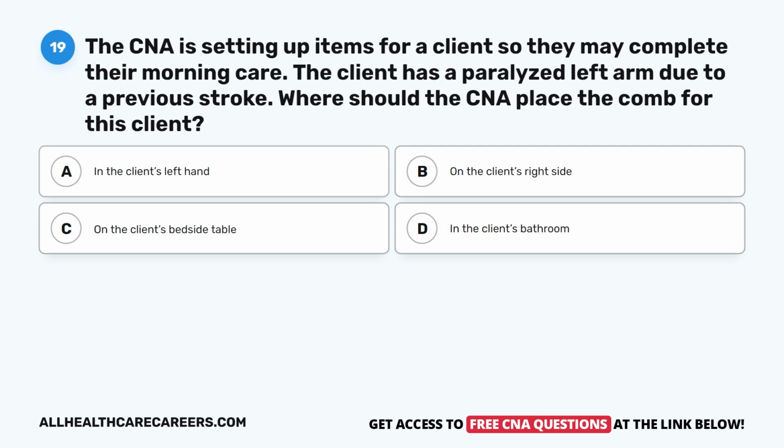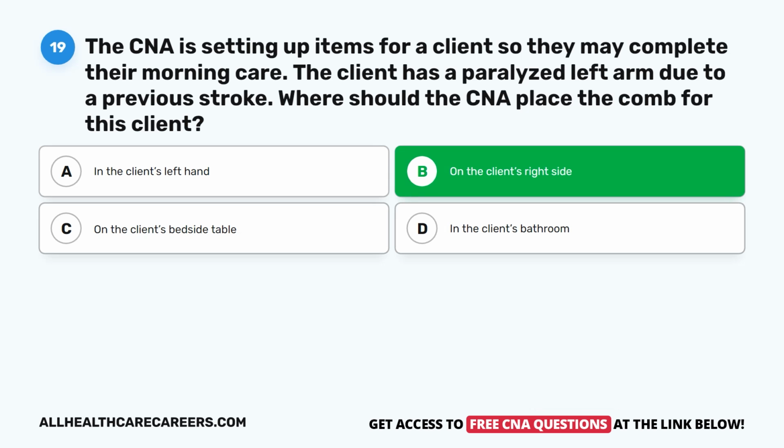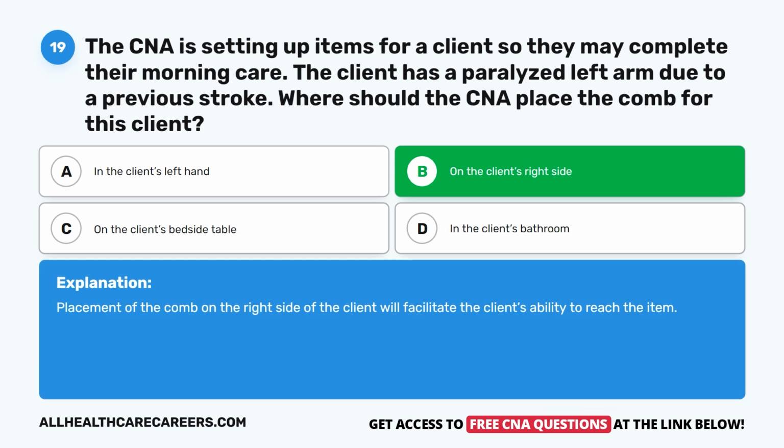Question 19. The CNA is setting up items for a client so they may complete their morning care. The client has a paralyzed left arm due to a previous stroke. Where should the CNA place the comb for this client? A. In the client's left hand. B. On the client's right side. C. On the client's bedside table. D. In the client's bathroom. The correct answer is B. On the client's right side. Placement of the comb on the right side of the client will facilitate the client's ability to reach the item.